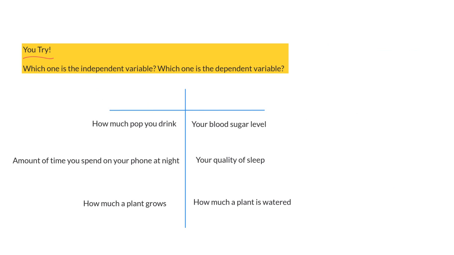Now I want you to try. So here we have pairs of things that are cause and effect of each other. So I want you to think about which one is the independent variable and which one is the dependent variable. So what I'd like you to do is pause the video and look at these 3 pairs. I will circle all of the independent variables so that you can check and see if you got them right after you've paused the video.